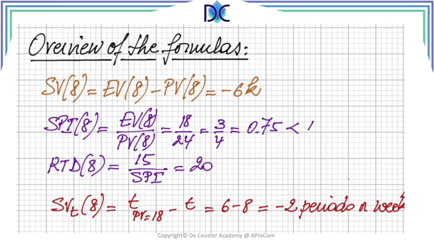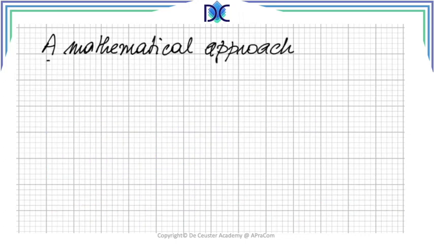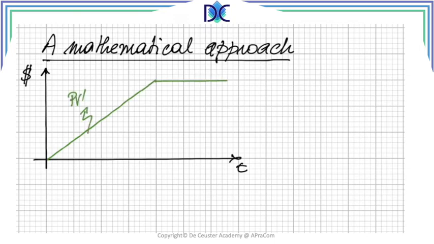We can also have a look at this in a more mathematical approach. I remember I like math, so if you really like some equations, we can look at the equations quite easily, and we find the original graph, the graph that I had before, with the completion at period 15. At period 8, we have 24K planned. We plan to create deliverables with a value of 24K. We only created deliverables with a value of 18K.